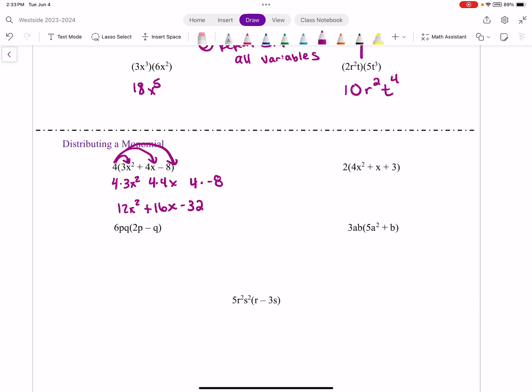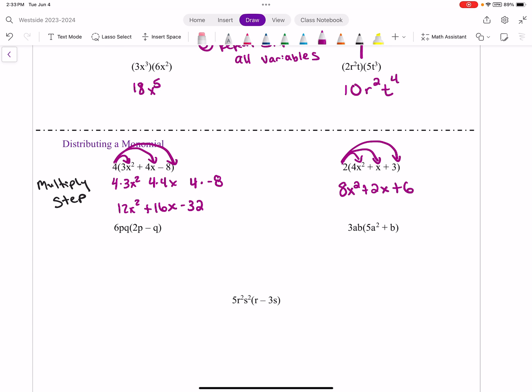So you can continue to show the multiplying step like I did here, but you don't have to. It's kind of up to you on what makes you feel more comfortable and get to the right answer. So we're going to just move to the right one. So I'm going to go 2 times 4x squared is 8x squared. 2 times x is positive 2x. And 2 times 3 is positive 6.